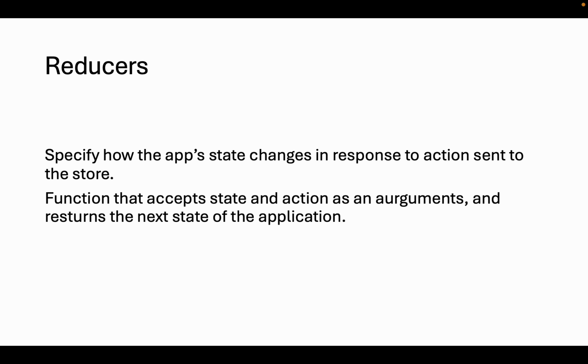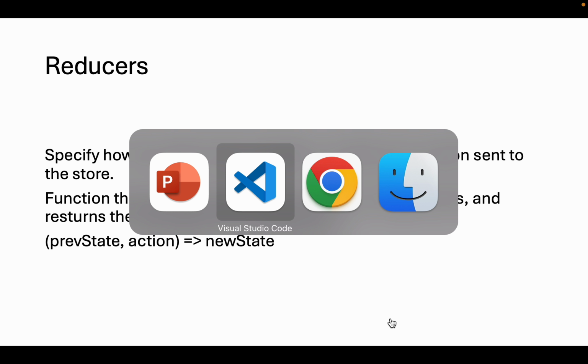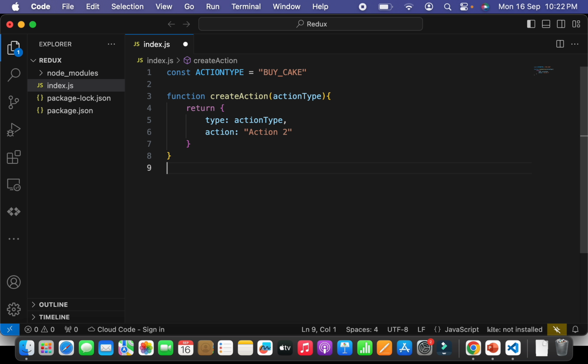Secondly, reducers are functions that accept state and action as arguments and return the next state of the application. How can we do that? In the form of an arrow function that takes two parameters, previous state and action, as input and returns a new state. So how will we do that in the code? Let's go ahead to our Visual Code and try to identify how we can do that.